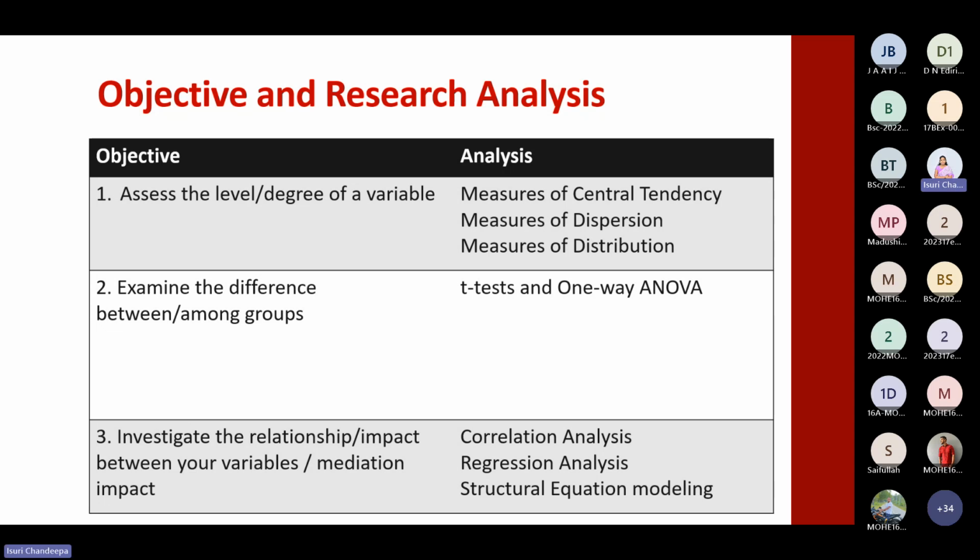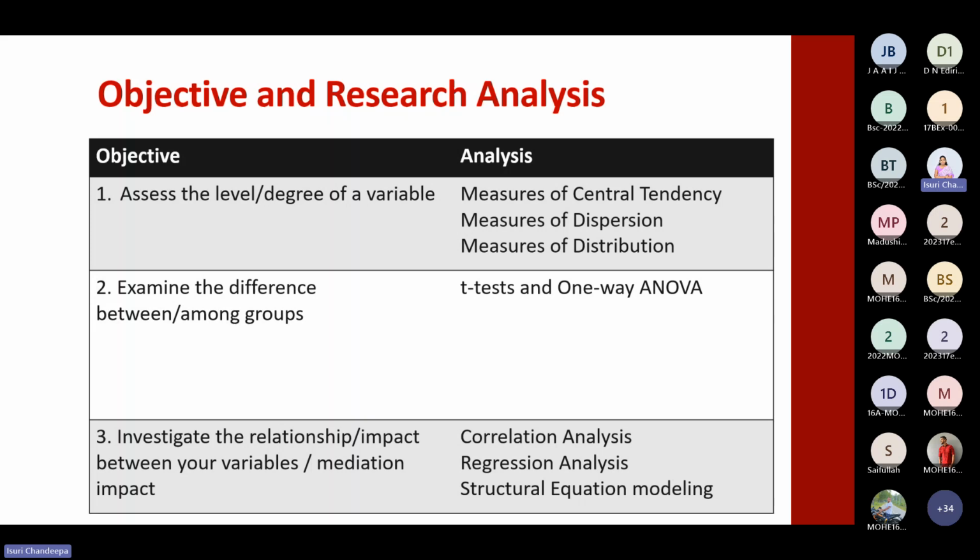If you want to identify the difference between groups, for example, is there any difference between 16A MOH students and 16A weekend students? How about their difference? Are they behaving in the same manner, or in a different manner? What you can do is run the t-test or the one-way ANOVA. If it is a difference between only two groups, you can run the t-test, and if it is among the groups, you can test the one-way ANOVA.